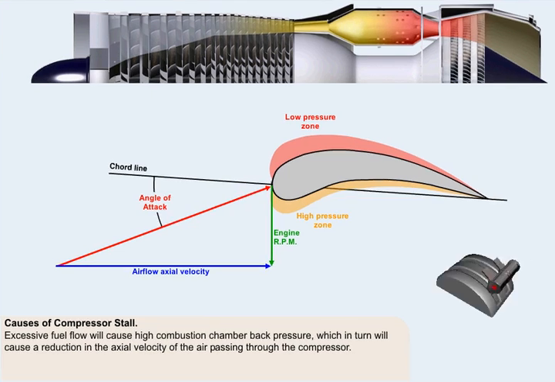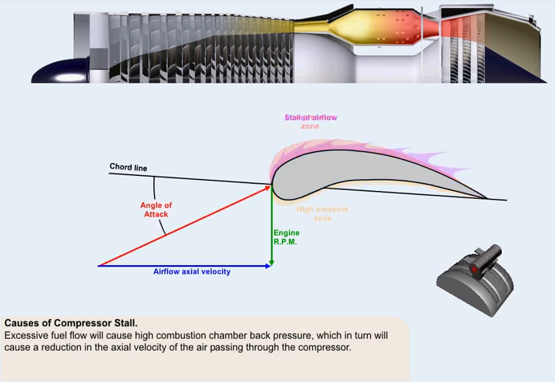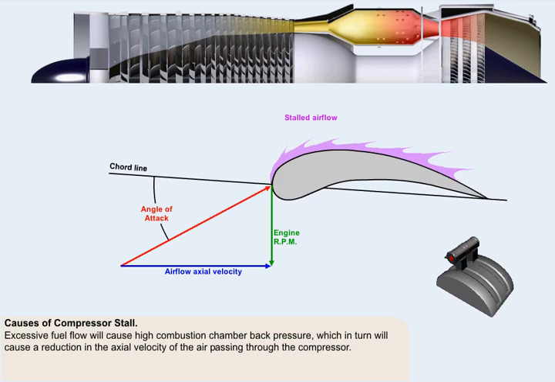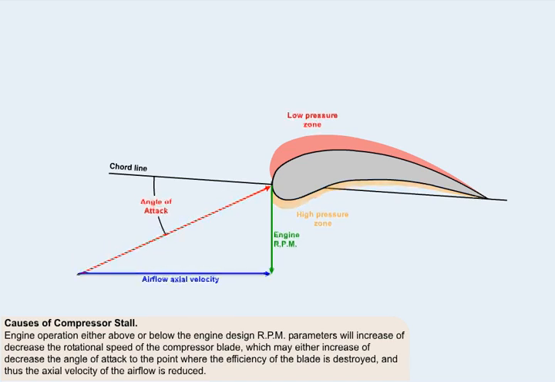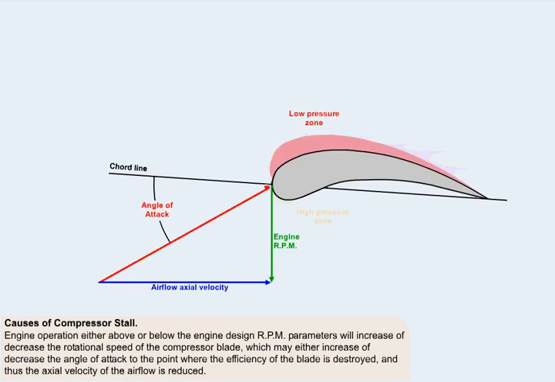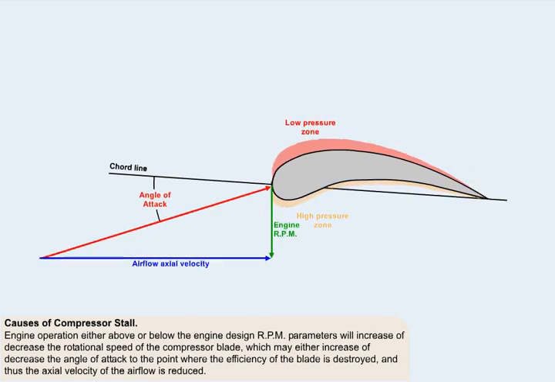Excessive fuel flow, which may be caused by abrupt throttle opening during an attempt to gain rapid engine acceleration. The back pressure generated in the combustion chamber may rise to the extent that it will cause a reduction in the axial velocity of the air passing through the compressor. Engine operation either above or below the engine design RPM parameters. Engine overspeed or underspeed will increase or decrease the rotational speed of the compressor blades. Situations which may either increase or decrease the angle of attack to the point where the efficiency of the blade is destroyed, and thus the axial velocity of the airflow is reduced.